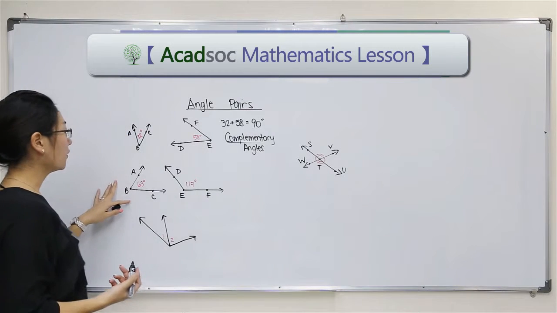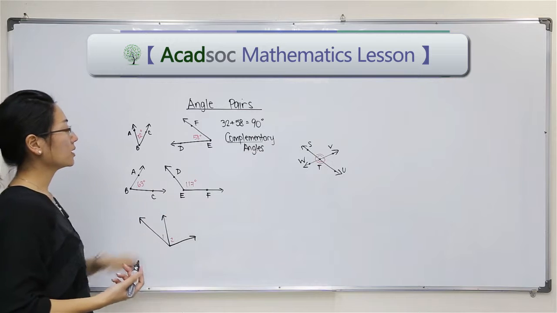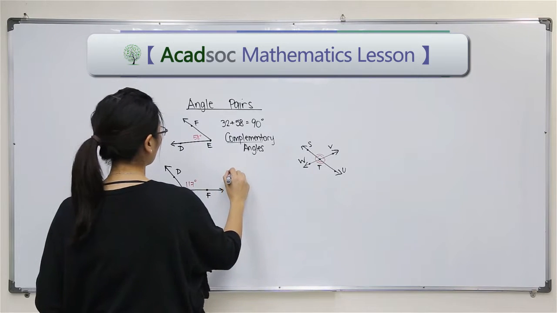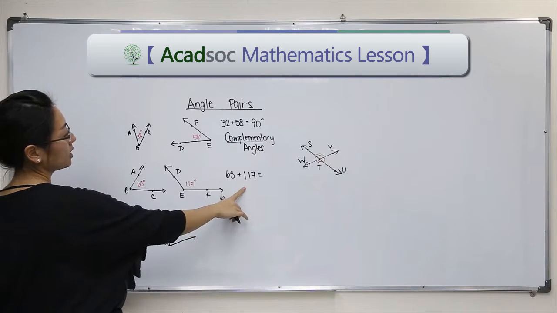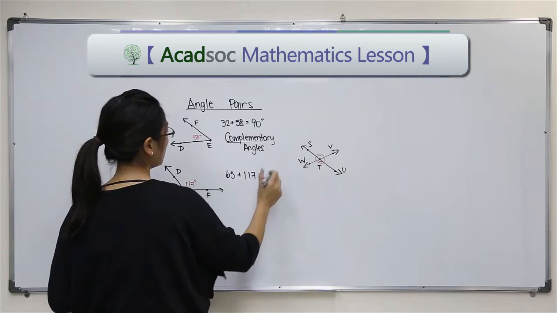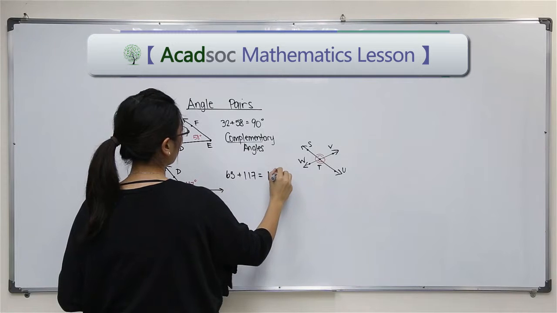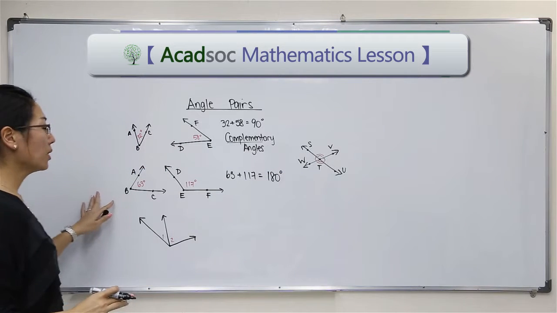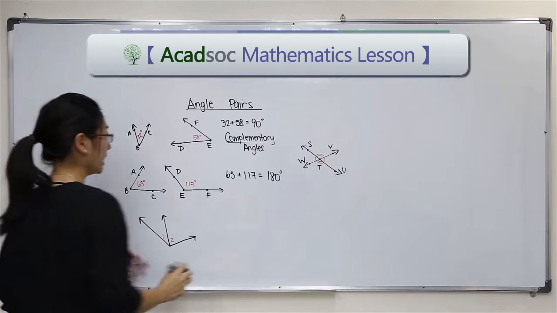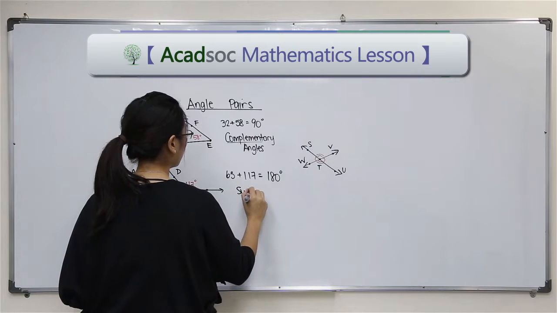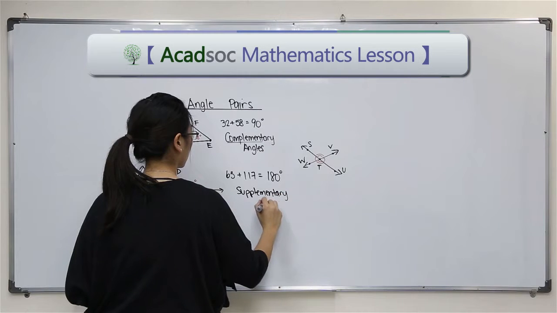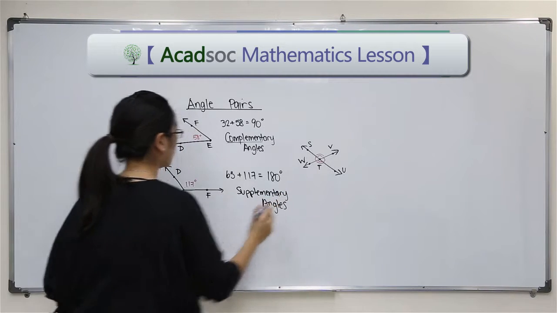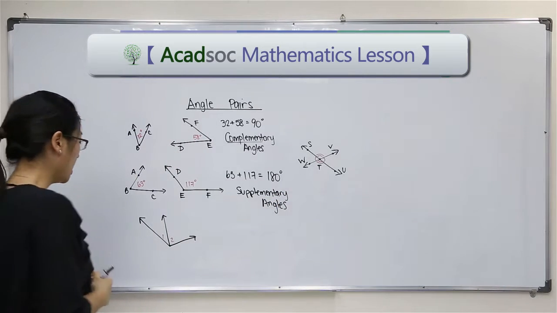Now for the second pair of angles, we have 63 degrees and 117. What happens if we add those two together? 63 plus 117 would add up to 180. So when you have a pair of angles that add up to 180 degrees, we call that the supplementary angles. Angles that add up to 180 degrees.